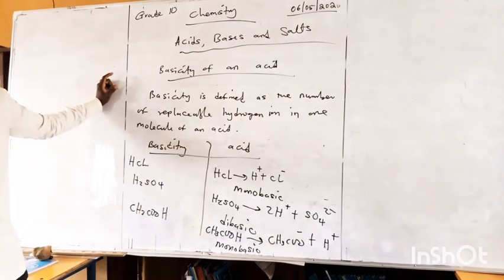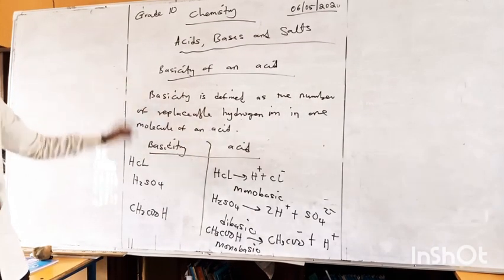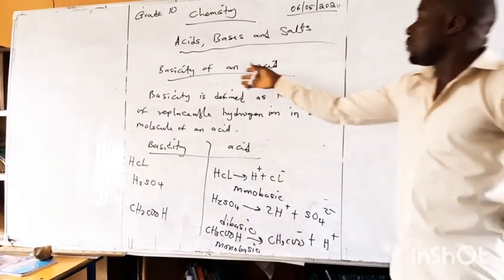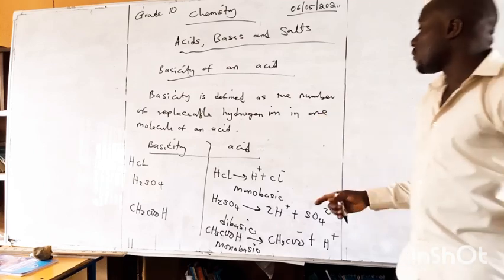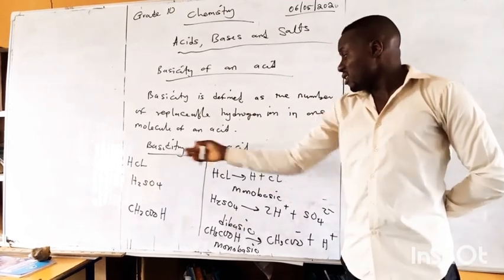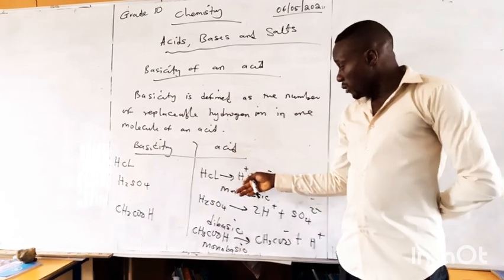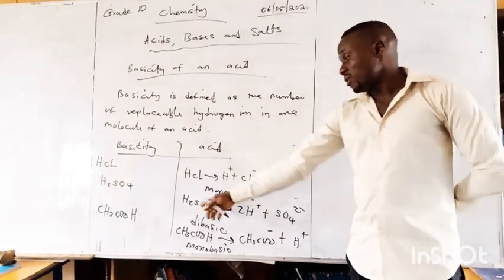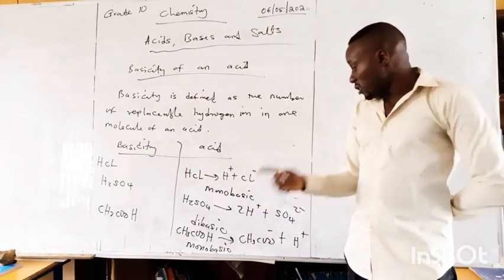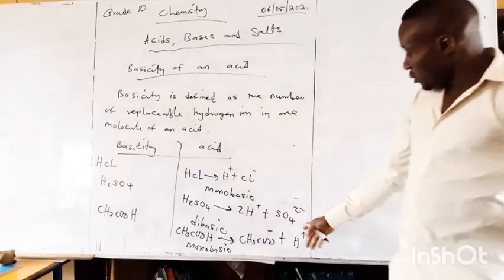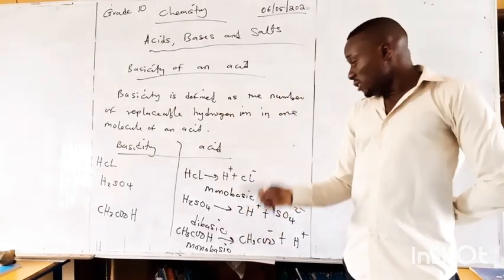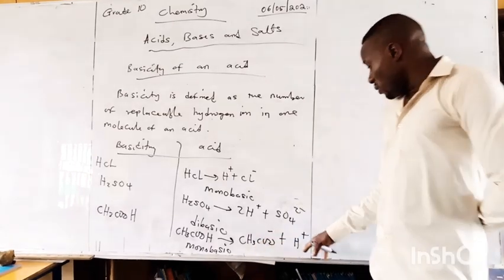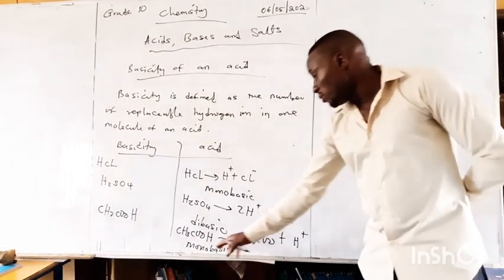So let's look at the physical properties of acid. Now you know the meaning of basicity: that's the number of basic hydrogen ions in 1 molecule of an acid. When you dissociate HCl, it dissociates to give us 1 mole of hydrogen and chloride. You can see we have only 1 atom of hydrogen, so it's monobasic. H2SO4 dissociates to give 2 moles of hydrogen and sulfate ion. So we have 2 atoms of hydrogen. This is a dibasic acid. Ethanoic acid will ionize to give ethanoate ion and hydrogen, so we have only 1 mole of hydrogen. So this is a monobasic acid.